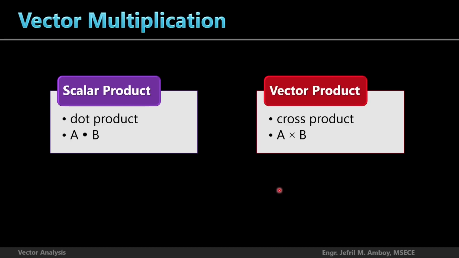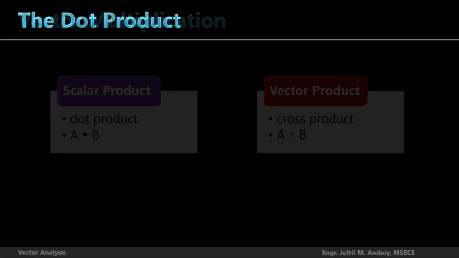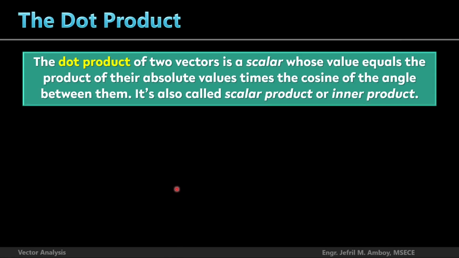Now, how do we get the scalar product or the dot product of two vectors? The dot product of two vectors is a scalar whose value equals the product of their absolute values times the cosine of the angle between them. Okay, this is how you get the dot product. It's called the scalar product because the answer that we obtain when we get the dot product is a scalar. And sometimes it's also called the inner product.